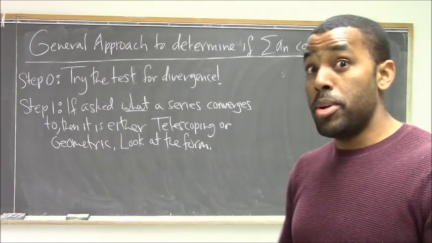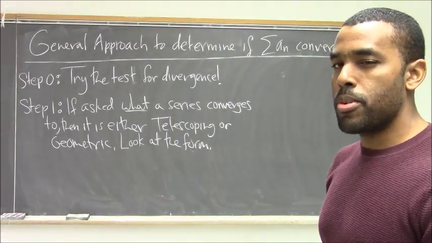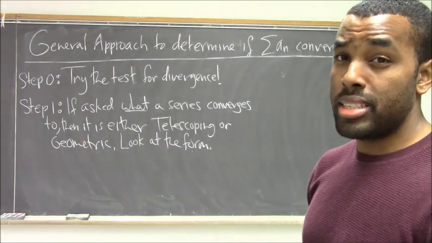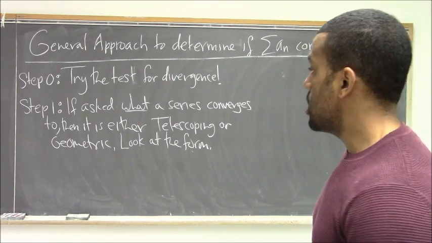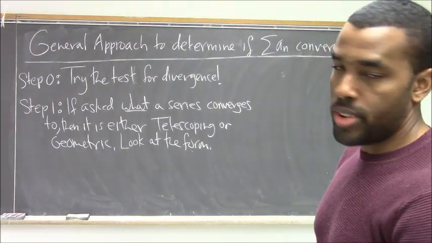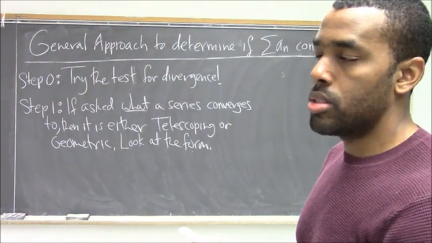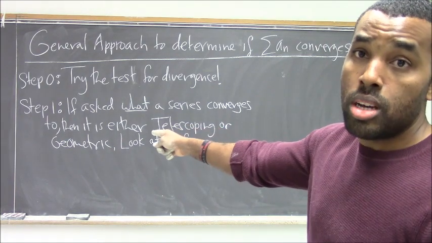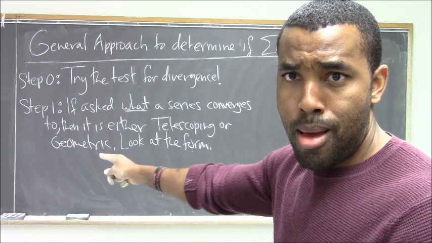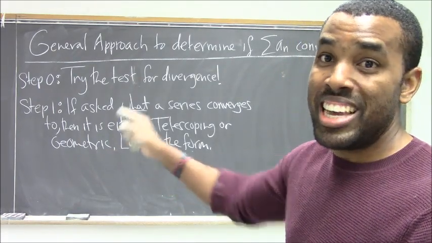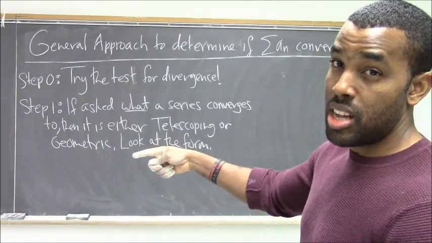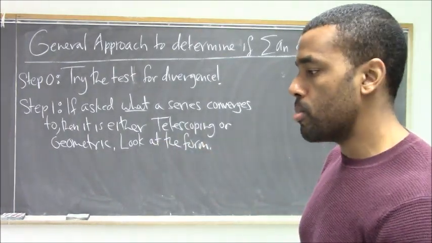If I ask you, determine whether or not this converges, it's very different from me asking, what does this converge to. There are only 2 tests that tell us what the answer would be if they converge. That's the telescoping and the geometric series test. So if the question is phrased that way, it's going to be one of those 2. Just figure out which one. The geometric series test has a very specific form, so you should be able to recognize that right away. If it's not that, then it's going to be telescoping. So you'll know that way.